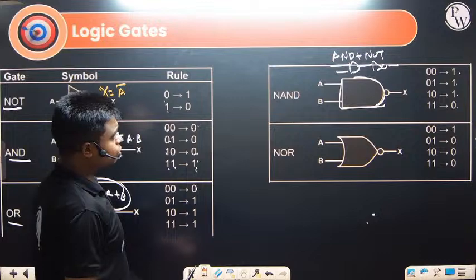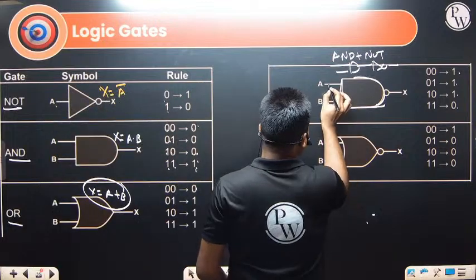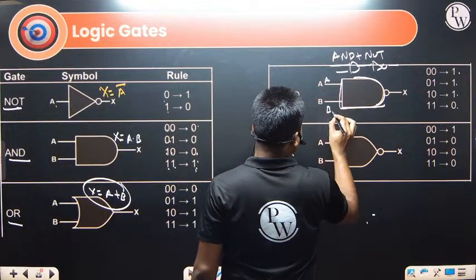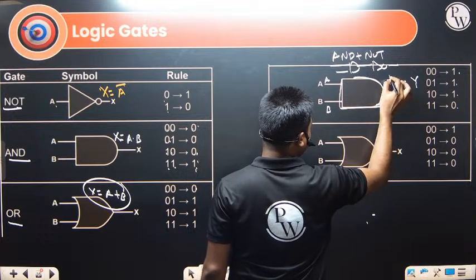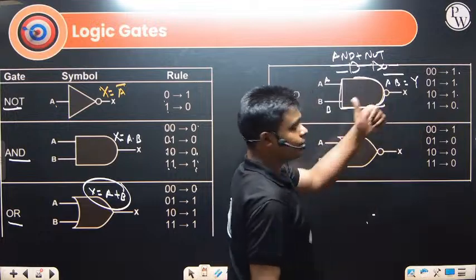So we have to do AND first. Let's check this. This will be A and this will be B. So this will be A B. This is AND, and we have to do the opposite, that is, we have to do the inverse. A dot B whole bar.